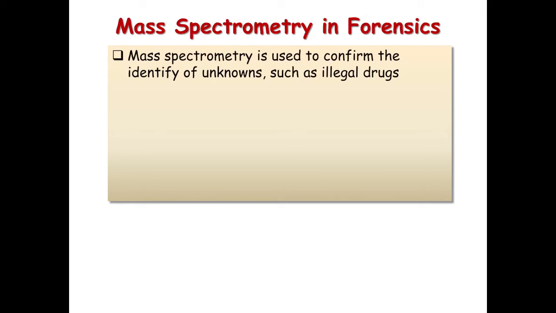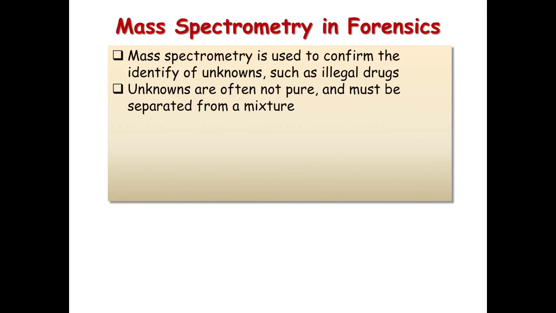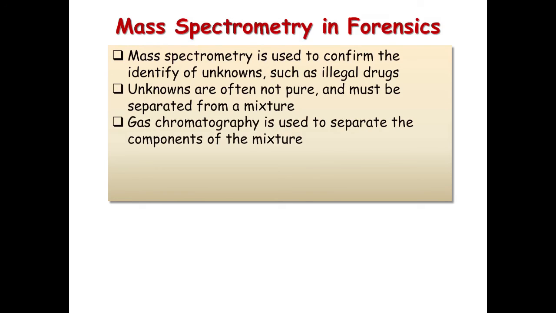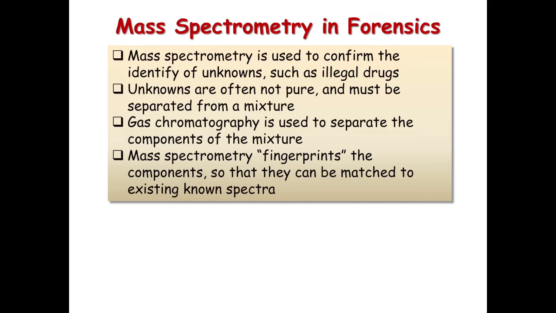Now, if we're talking about forensics, this is where mass spectrometry really comes into play. A mass spectrometer is used to confirm the identity of unknowns, such as illegal drugs. Unknowns are often not pure and must be separated from the mixture. A gas chromatograph is used to separate the components of the mixture, and then the mass spectrometry fingerprints these components once they're separated so that you actually can look at it.